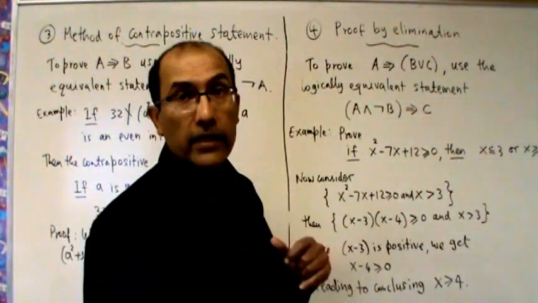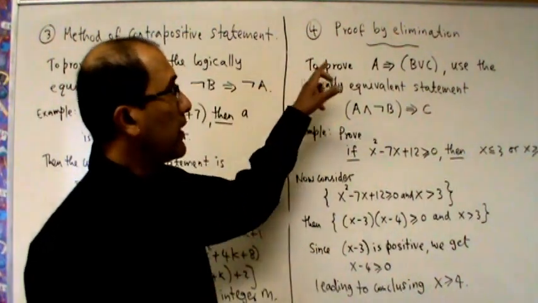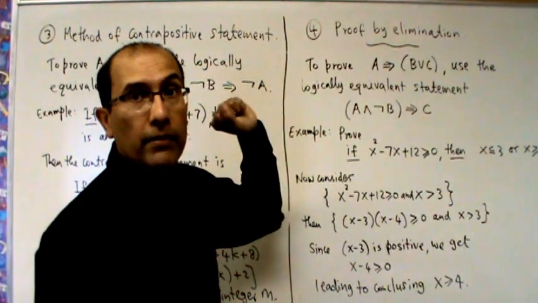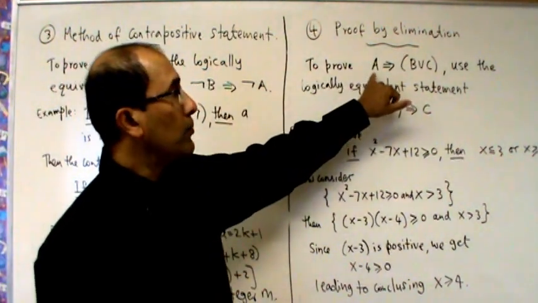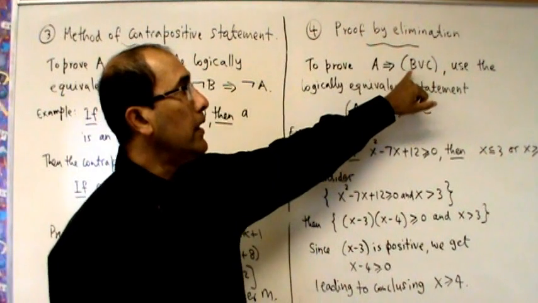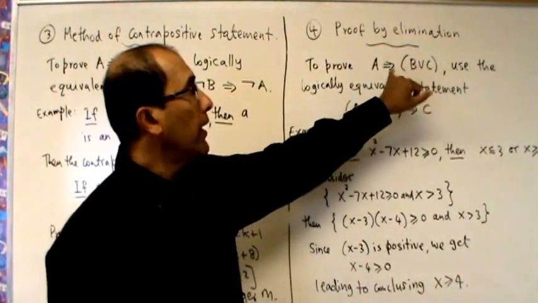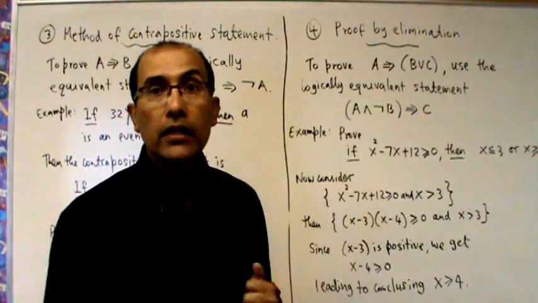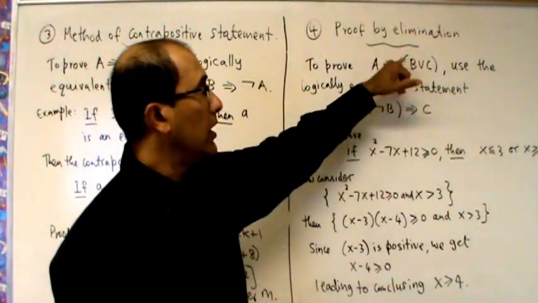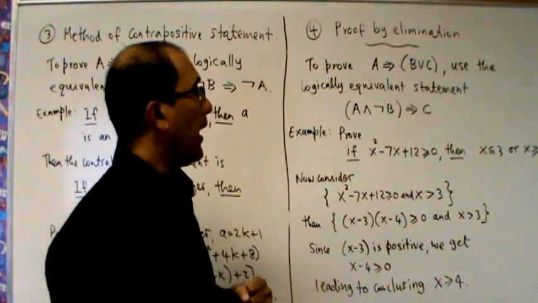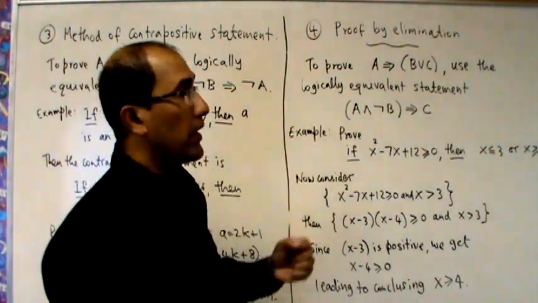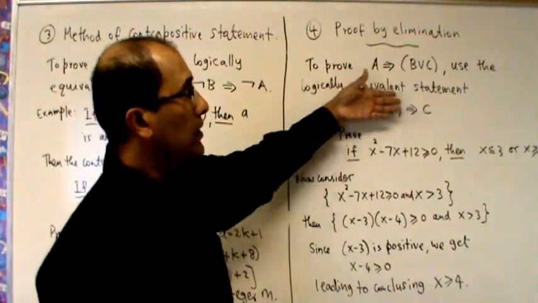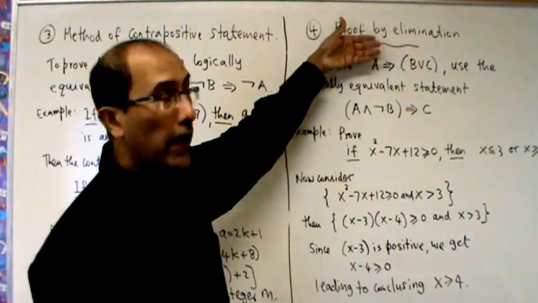And the last method is a little different because it's not directly the implication statement we are trying to prove. It's called proof by elimination. If you want to prove this statement, if A, then B or C, we can use another logically equivalent statement. This statement is logically equivalent to that. You can verify that and see whether we can use that and prove this instead, because if we prove this, then we have the proof of that.